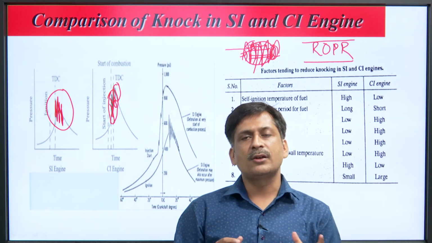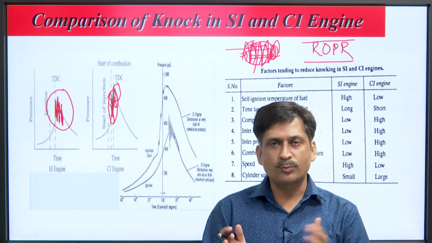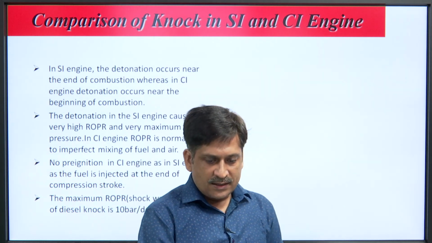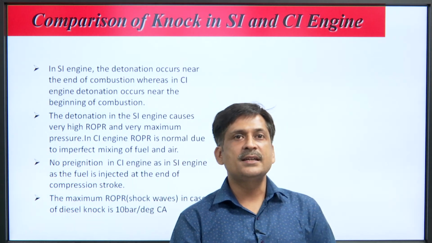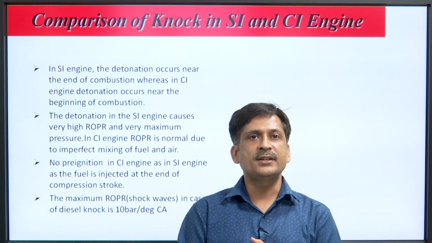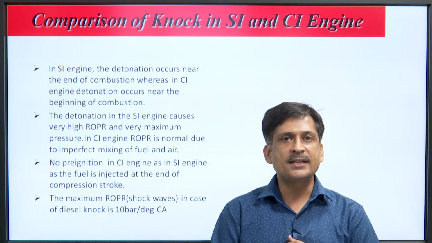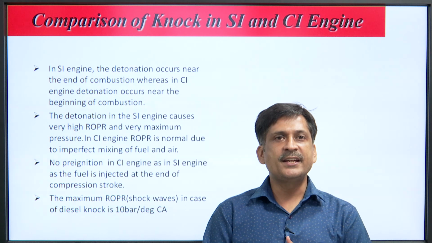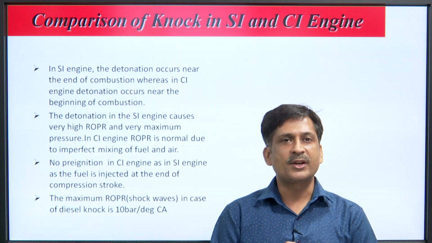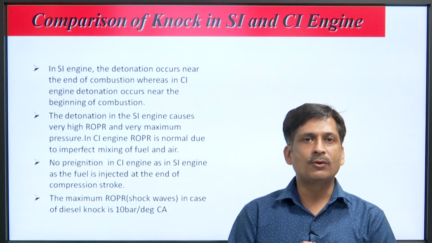So, we cannot use petrol in a CI engine or diesel in an SI engine, because both fuels have different properties. These are the comparisons we have discussed. In an SI engine, detonation occurs near the end of combustion, whereas in a CI engine, detonation occurs near the beginning of combustion. Detonation in the SI engine causes a very high rate of pressure rise and a very high maximum pressure. In a CI engine, the rate of pressure rise is normal due to imperfect mixing of fuel and air.